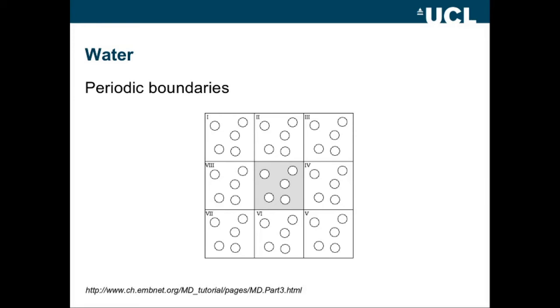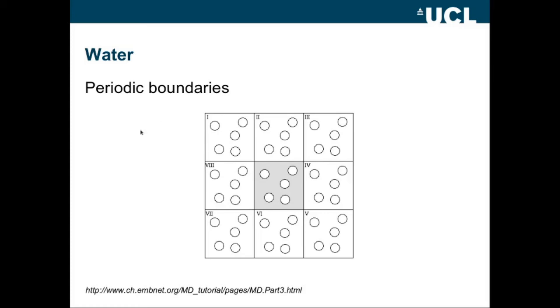Now, there's another problem with water, which is that if it's allowed to move around in a box, as we showed there, you're going to have effects of the water actually wanting to move outside the box. If you constrain it to the boundaries of that box, then again that's going to cause problems with the simulation.